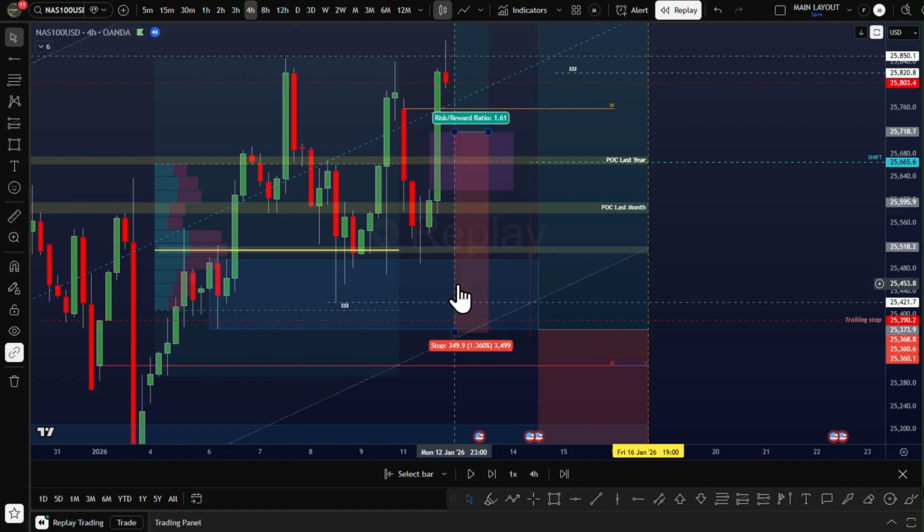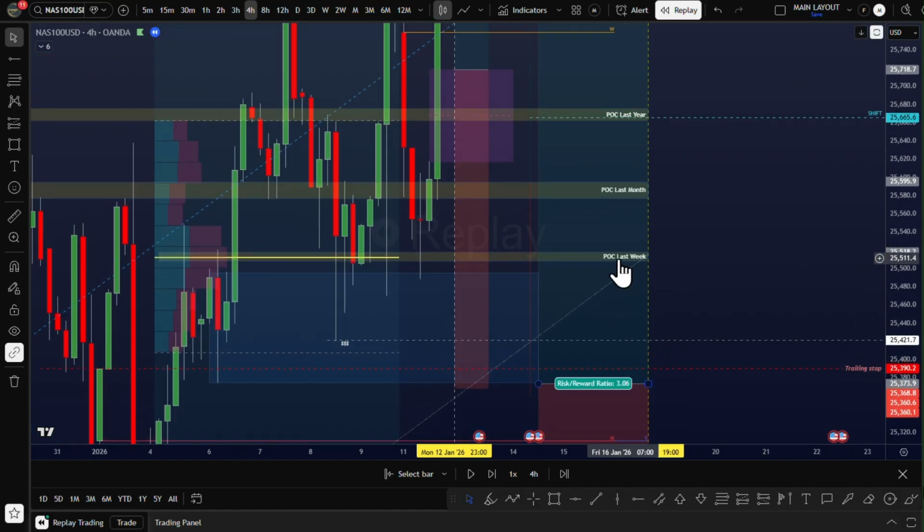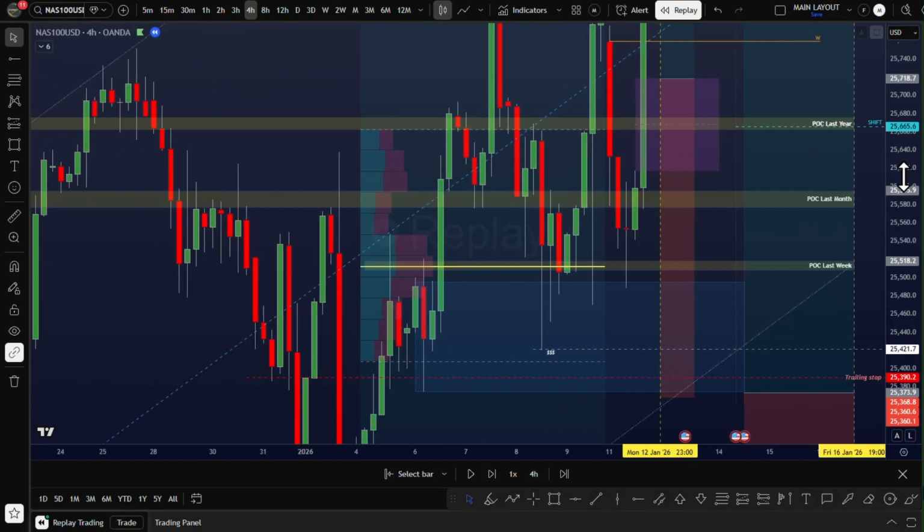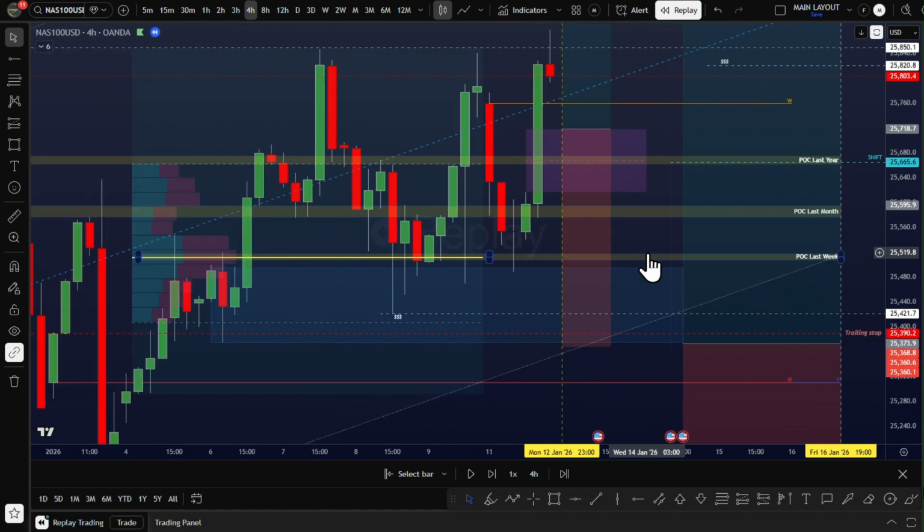I was pretty confident to put my stop loss here because the stop loss was below the point of control for last week, and also below the point of control of last month. So that's how I like to use it.